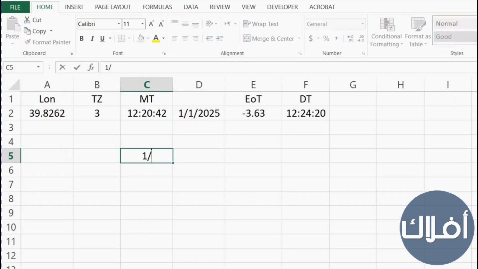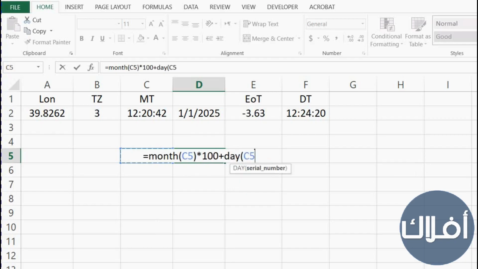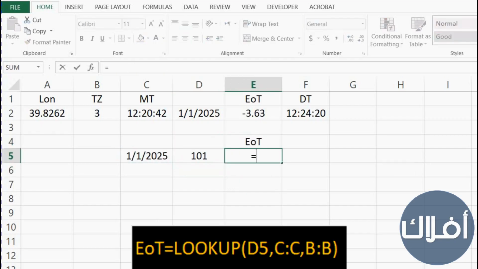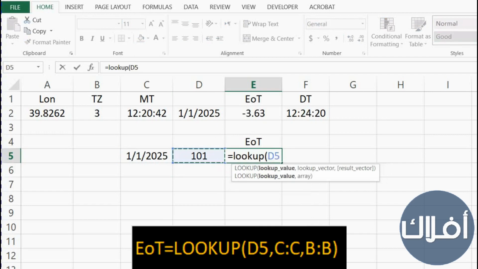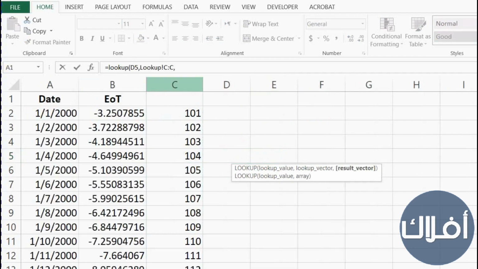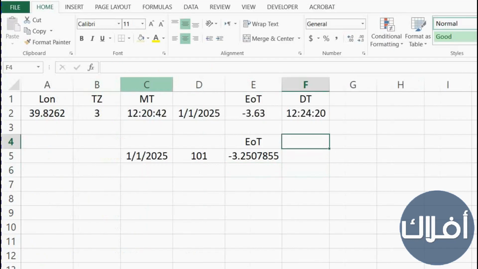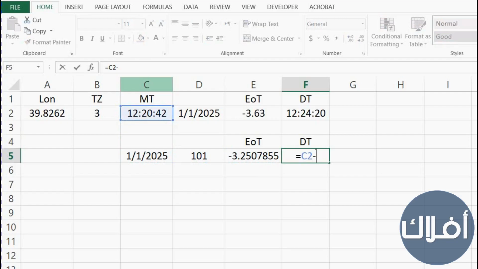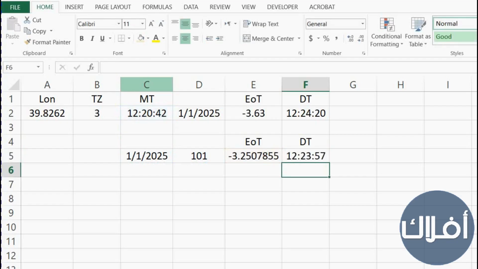If we return to the example of Mecca, let's use the date 1/1/2025. We'll take the month, multiply it by 100, and add the day, and the result is 101. Now for the equation of time, we will do a lookup of this value in column C and return column B. And the result is minus 3.25, almost. Dhuhur time, MT minus EOT over 1440, and the result is 12:23:57, with a difference of 23 seconds from the correct value.